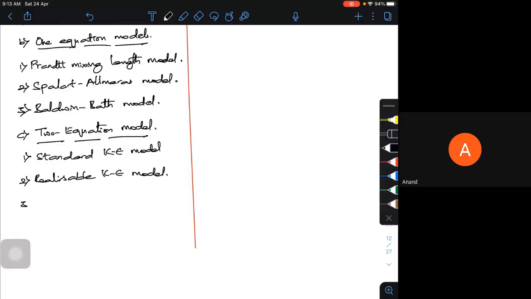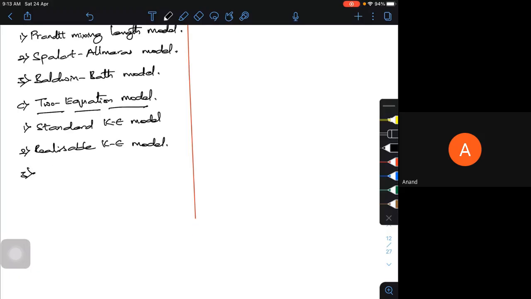Okay, and the third one is RNG, which is realizable. This is normalized actually. Renormalized group. RNG means renormalized group, K epsilon model. Okay. Then we have the fourth one.